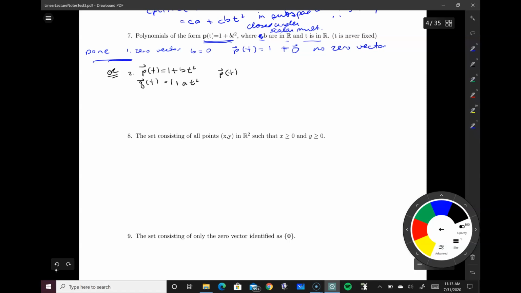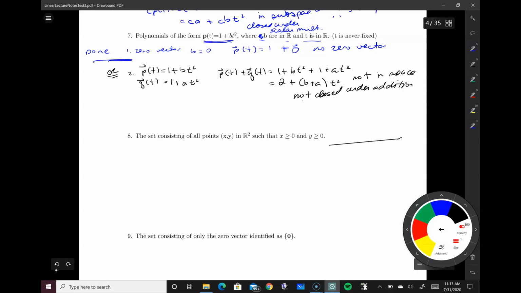So p of t plus q of t, 1 plus bt squared plus 1 plus at squared, gives me 2 plus b plus at squared. This is not in the space, so it is not closed under addition, right? And that's because I'm supposed to have a 1 here. That's part of the criteria of what these things look like in this space. Okay, so I could be done with that.